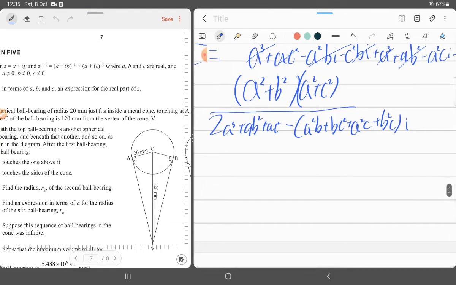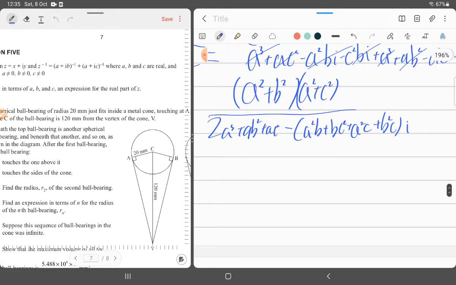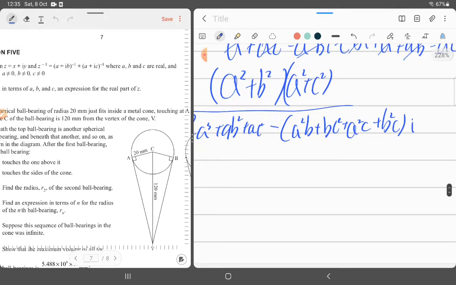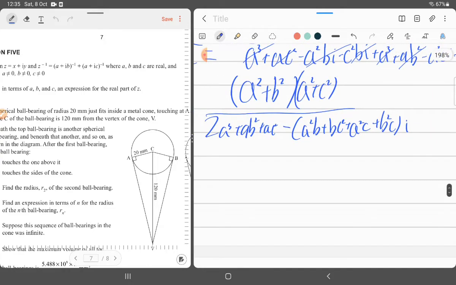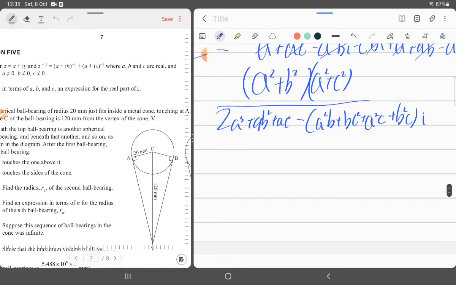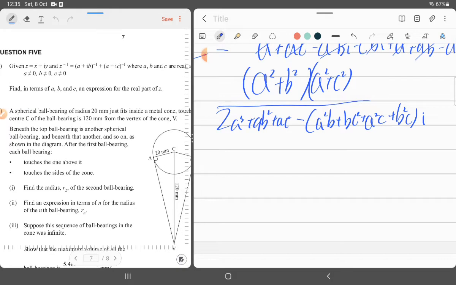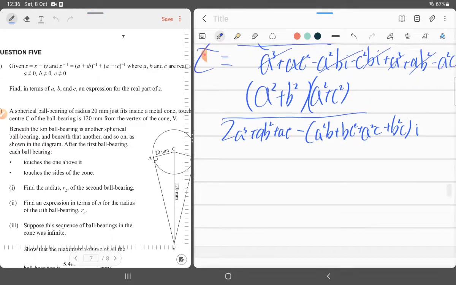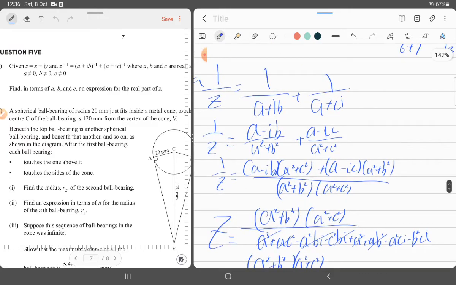Then we take the conjugate. Oh, there probably was a way more efficient way to do this. Yeah, there's definitely a way more efficient way to do this. Real parts of Z. Let me see. I don't know. I can't be bothered expanding all of this.